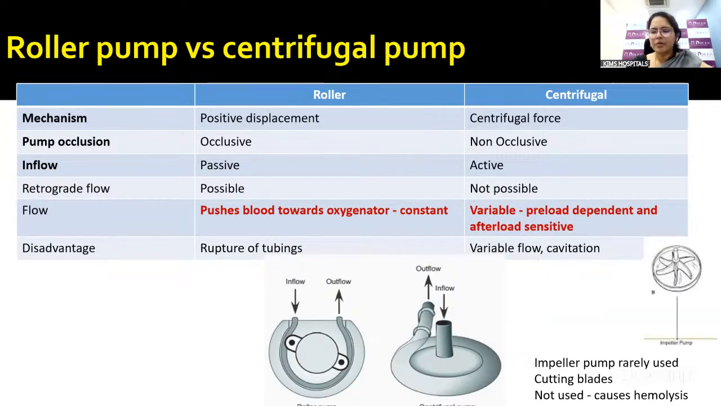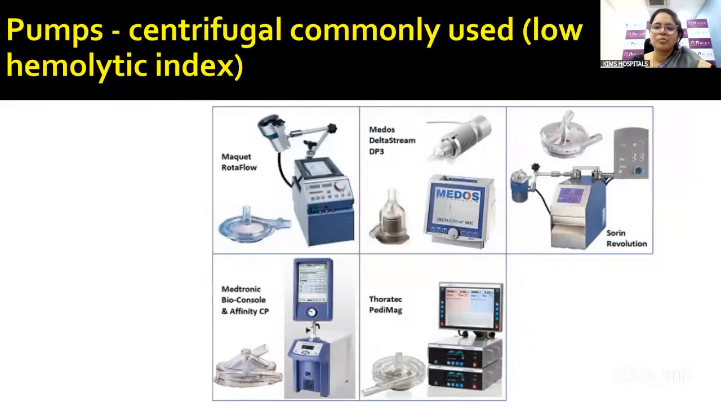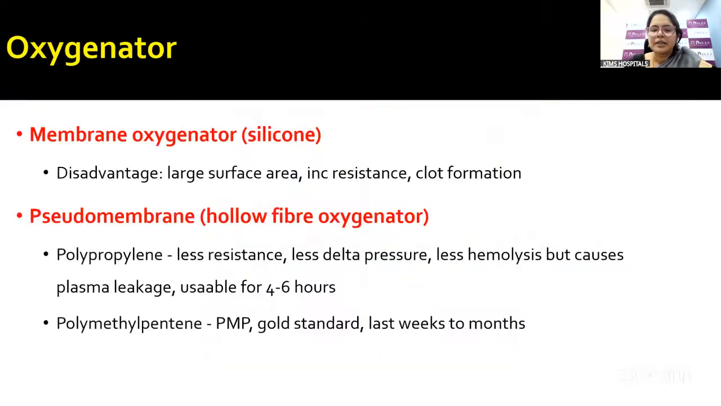There was another type of pump called the impeller pump, which is rarely used now because it causes excessive hemolysis. So these are the different companies that make ECMO pumps, with their names. One of the common ones, with no conflicts of interest from my end, is the Mackay Rotaflow pump, which is again a centrifugal pump. These are the other companies that are displayed here for your reference.